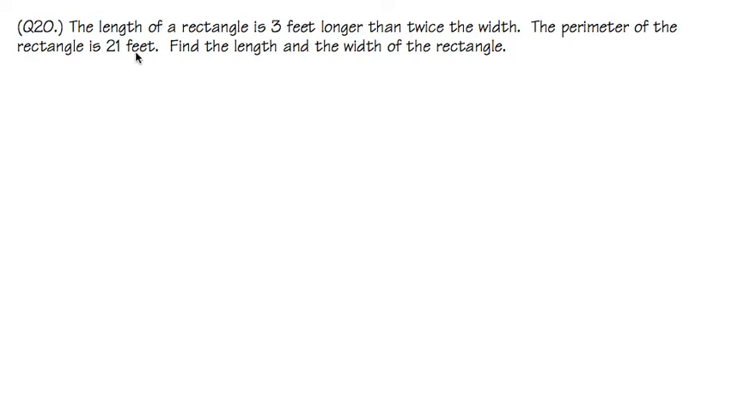Number 20. The length of a rectangle is 3 feet longer than twice the width. And you also said that the perimeter of the rectangle is 21 feet. Our job is to find the length and the width of the rectangle. And since we're talking about a rectangle, let us begin by drawing a rectangle.